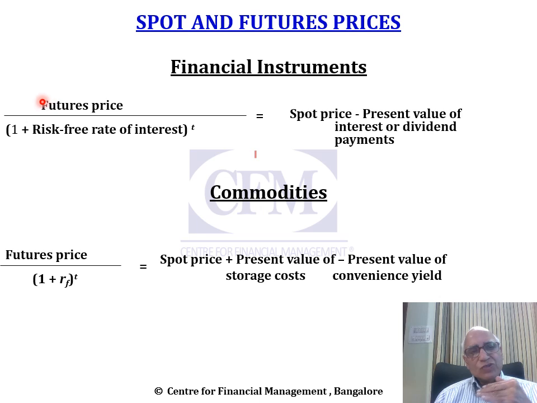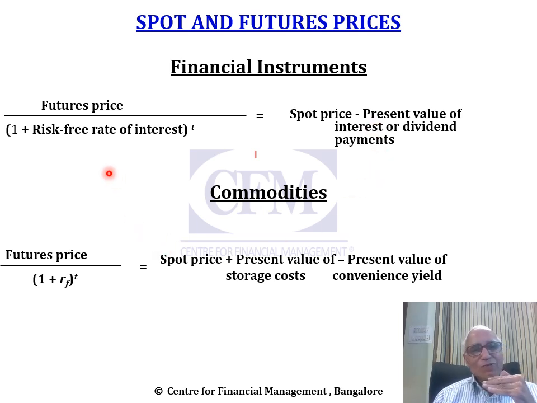In the case of a financial instrument, the futures price is payable at some point of time in future. On the left hand side, I have the discounted value of the futures price. So this represents the present value of the futures contract. On the right hand side, I have the present value under the spot contract. Under the spot contract, spot price has to be paid today. However, when you buy something in the spot market, you enjoy interest or dividend on the instrument. So the present value of interest or dividend is deducted from the current spot price to get the present value under the spot contract. This is the present value under the futures contract. This is the present value under the spot contract. If the two diverge, arbitrageurs will step in and eliminate the disparity.